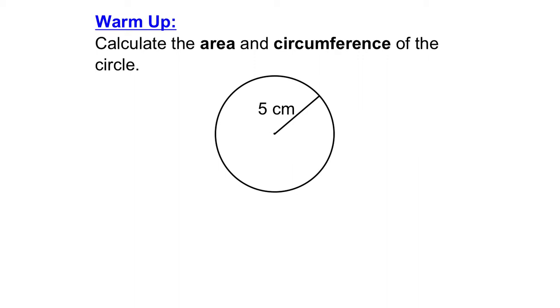Before starting the next lesson, try this warm-up. Calculate the area and circumference of the circle. So here's the circle. The radius is 5 centimeters. Pause the video, calculate the area and the circumference, and see how you do.